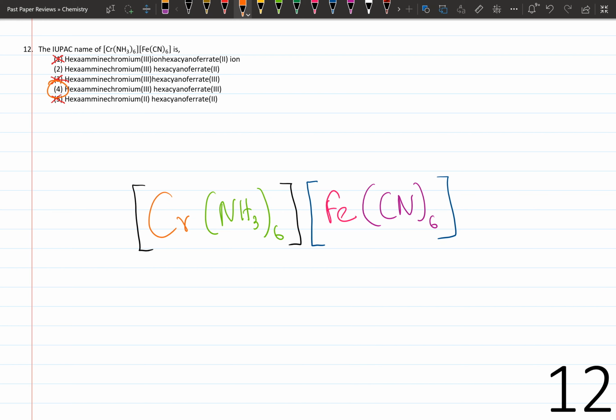Even though we have already arrived at the answer, let's look at how the compound is named. Each ion should be named by naming the ligand first along with its appropriate prefix denoting the number of ligands, and then the metal with its oxidation number in brackets. So this will be hexaammine for the 6 amine groups, chromium 3, space, hexacyano for the 6 cyano groups, ferrate 3, as the suffix ate is added to the metal if the complex is an anion.